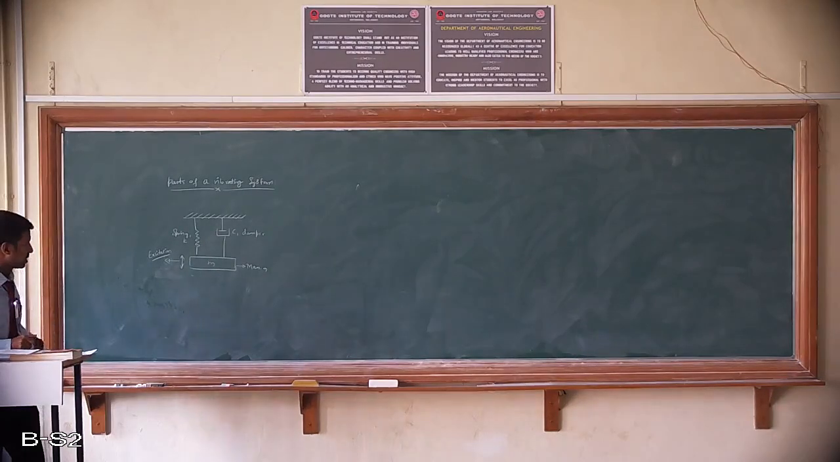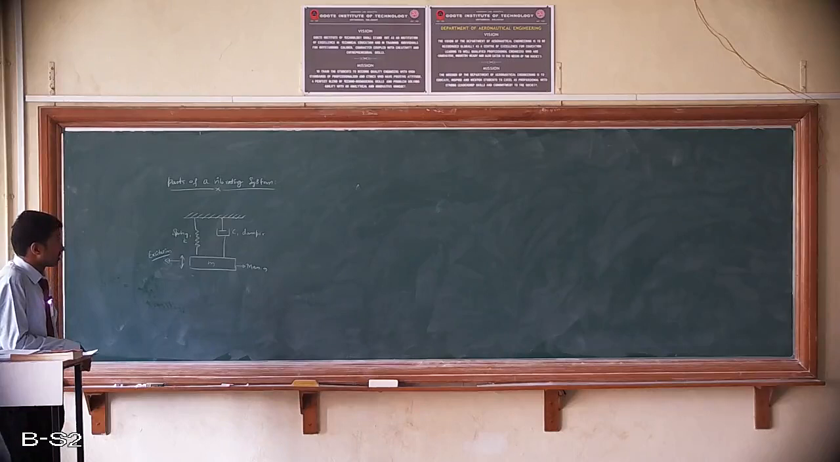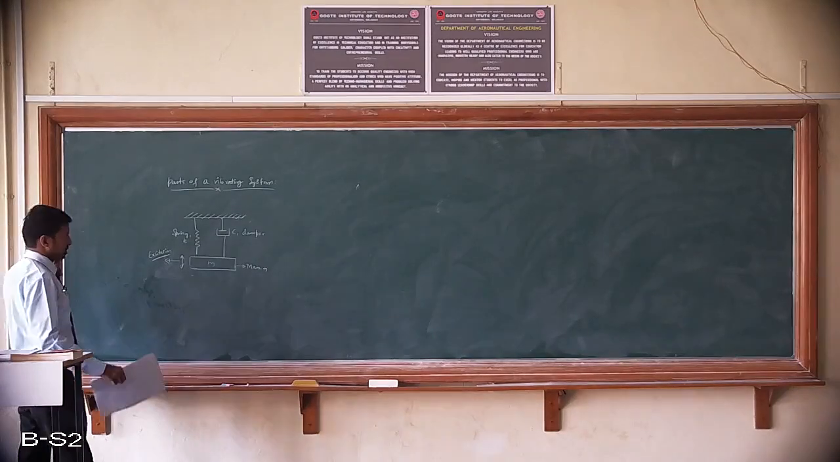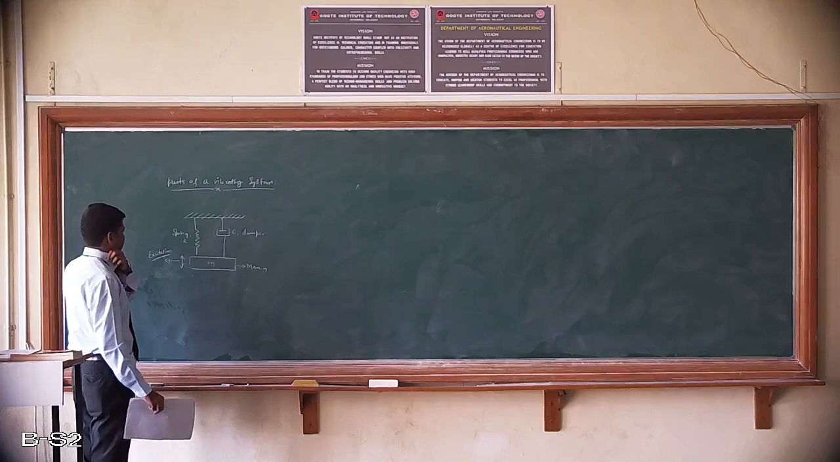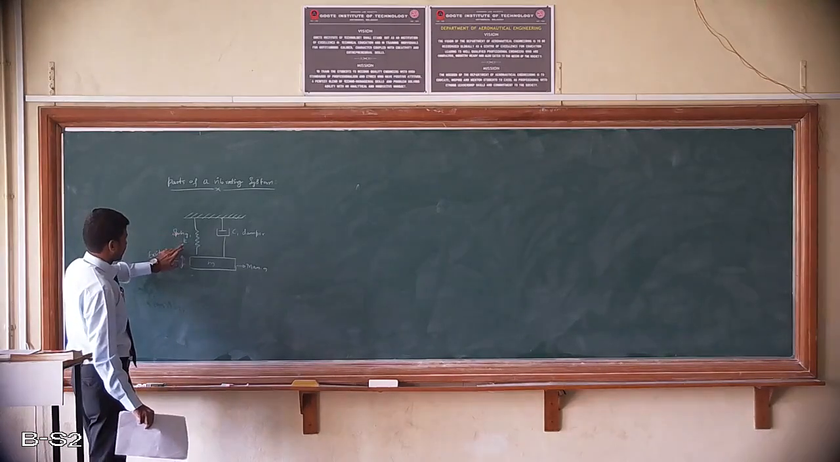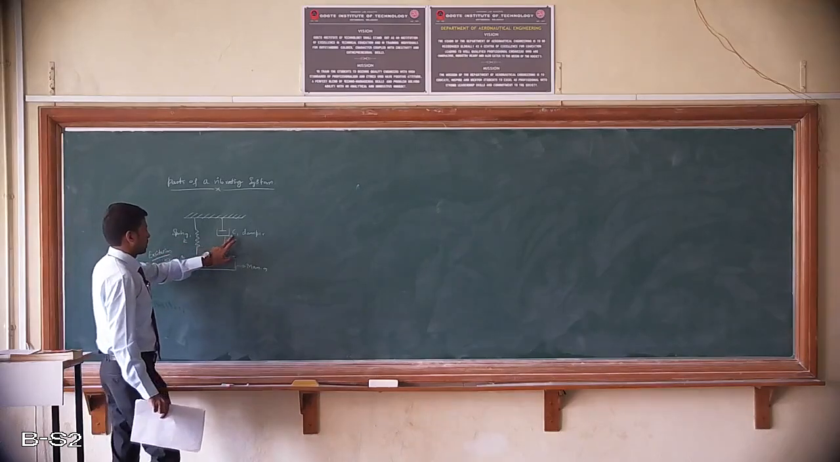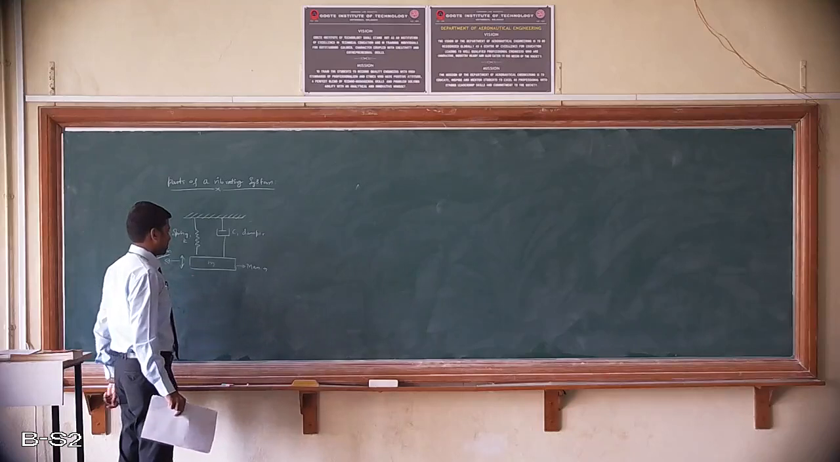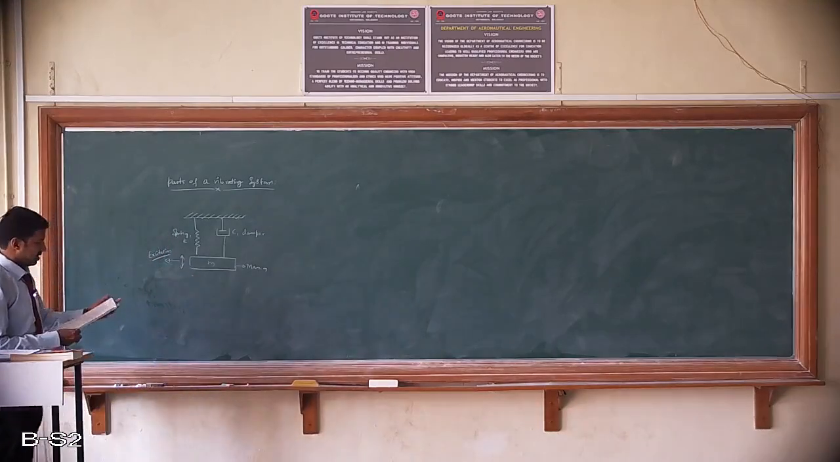So let us discuss the next topic, that is parts of a vibrating system. A vibratory system basically consists of three elements. First one is the spring, which is denoted by spring stiffness k. Second one is the damper, which is denoted by c. And the third one is the mass, which is denoted by m.